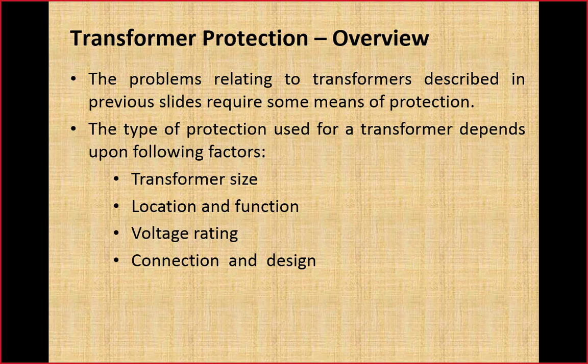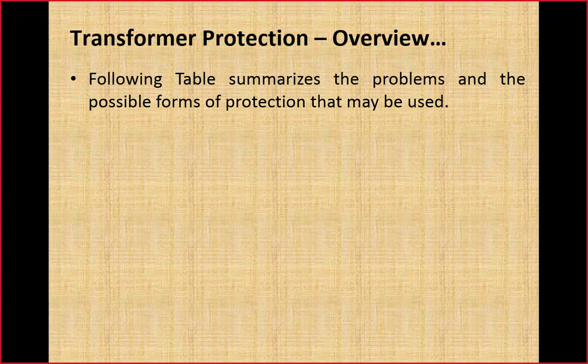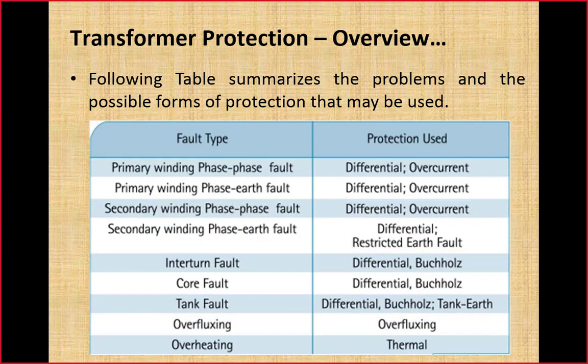For example, whether it is an auto transformer, two winding transformer, three winding transformer, or a special winding transformer, depending upon the winding connections, its protection will vary. So the following table summarizes the problem and the possible form of protection that may be used. On the left side we have the type of fault, and in the right column, we have the list of protection used against those faults.